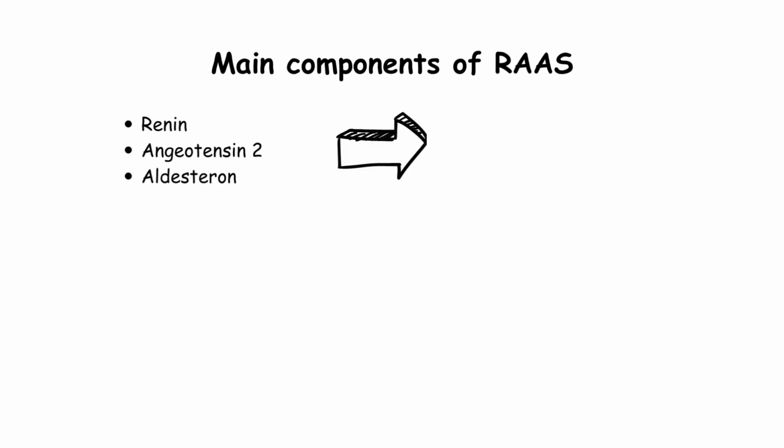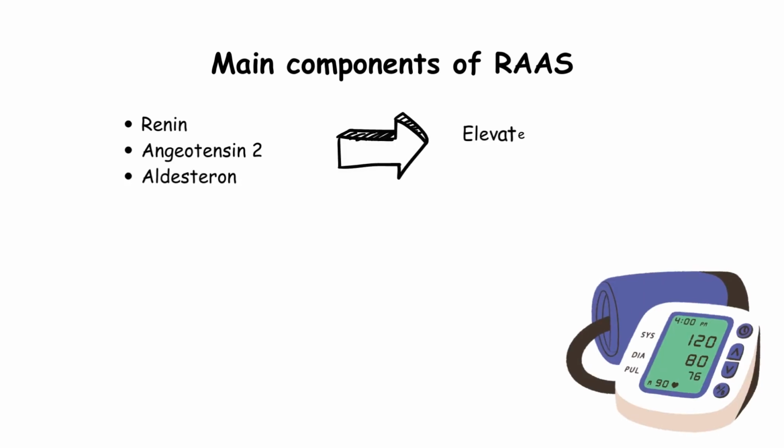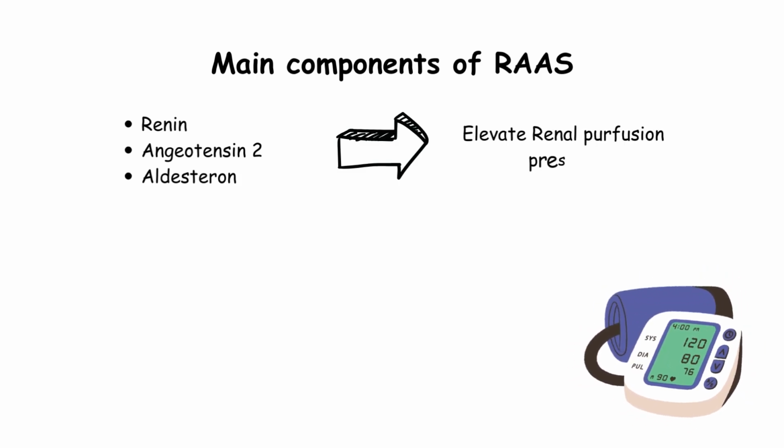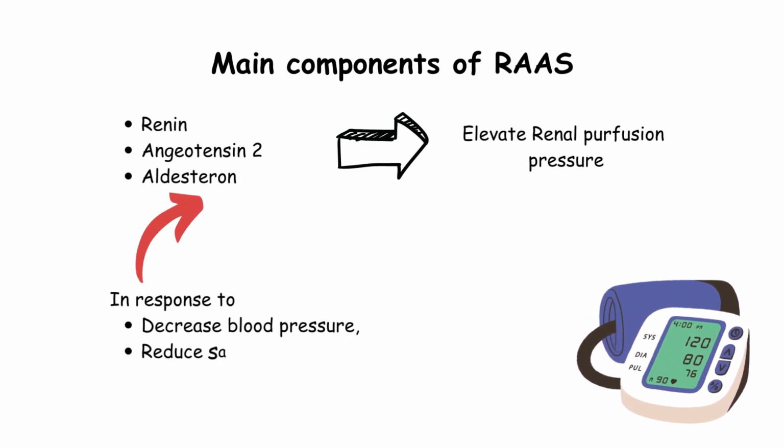This mechanism has three significant components: renin, angiotensin 2, and aldosterone. These three components elevate arterial pressure in response to decreased renal blood pressure, decreased sodium delivered to the distal convoluted tubule, and beta agonism. Renin is the first component of this mechanism.